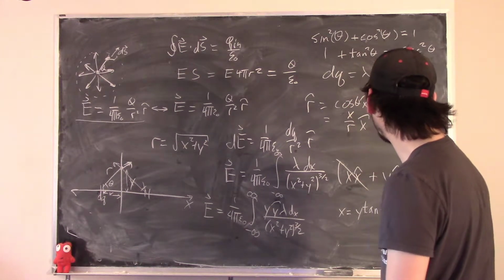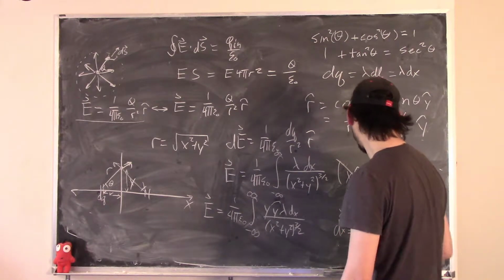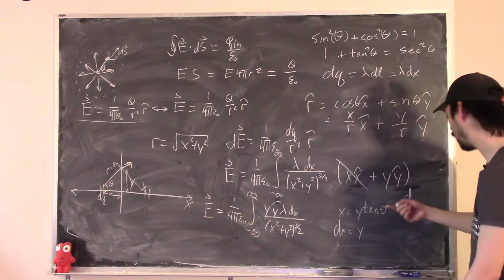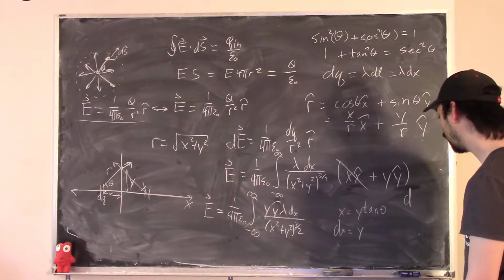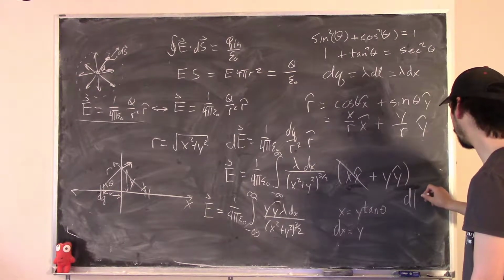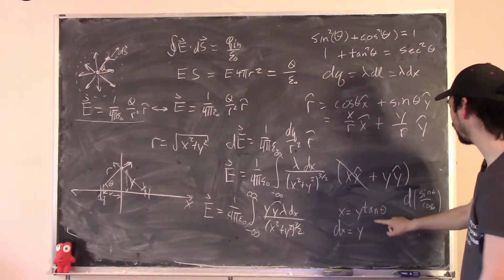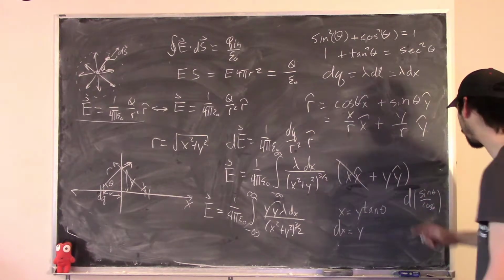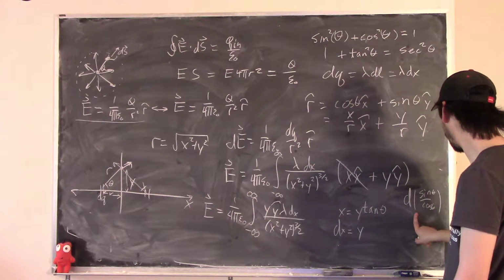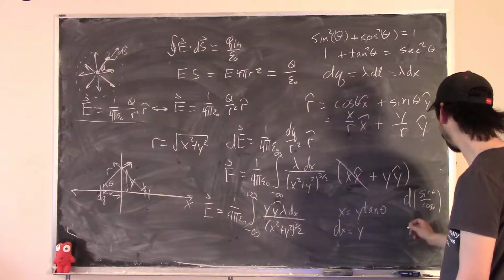And then additionally what we see is that dx is going to be y times the derivative of tangent. So this is going to be d of sine of theta over cosine of theta. I think this is a secant squared, but I'm just checking it because I don't remember exactly.